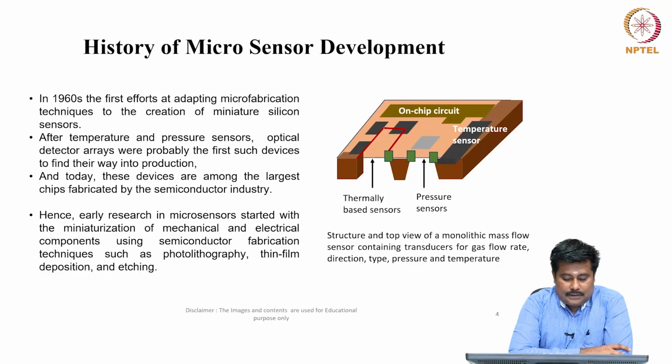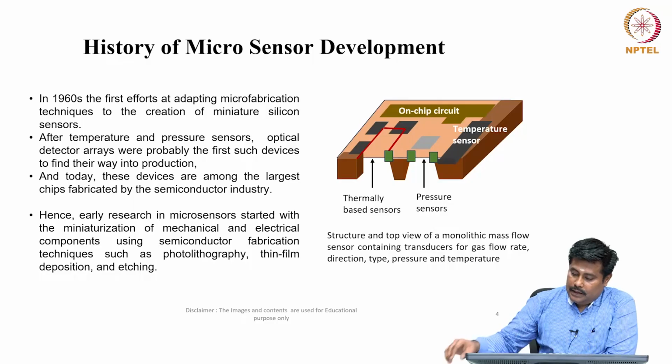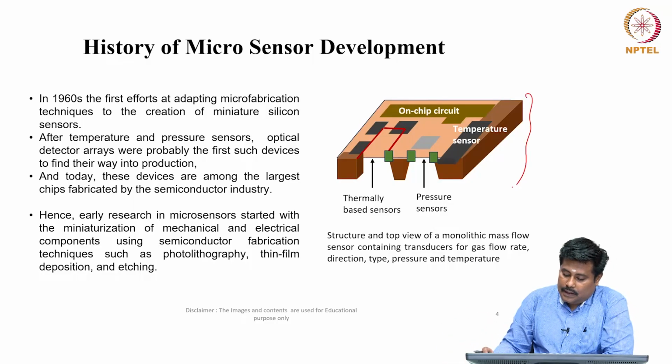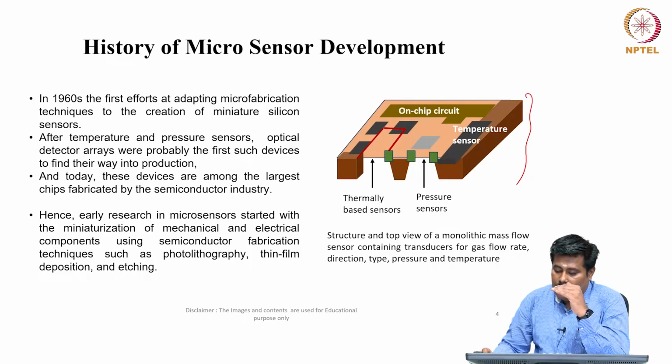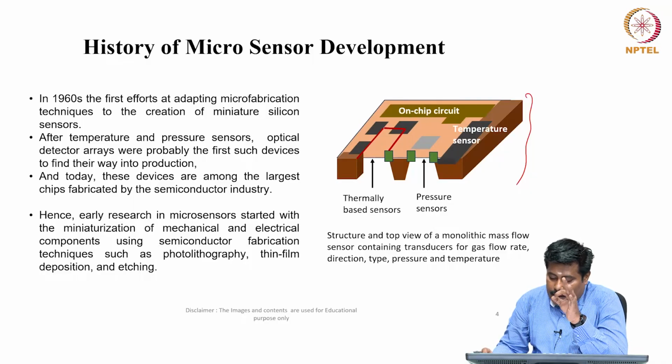Hence, earlier research in microsensors started with miniaturization of mechanical and electrical components using semiconductor fabrication techniques such as photolithography, thin film deposition and etching. If you see this particular sensor, this is the structure and top view of a monolithic mass flow sensor containing a transducer for gas flow rate. It can measure the pressure and the temperature.